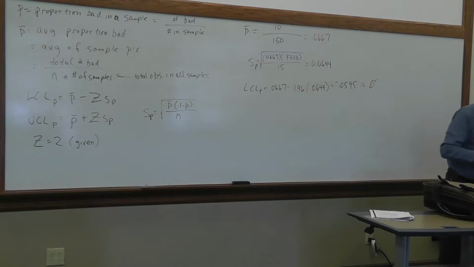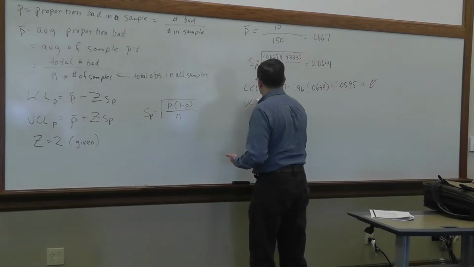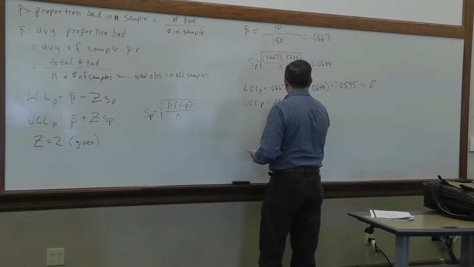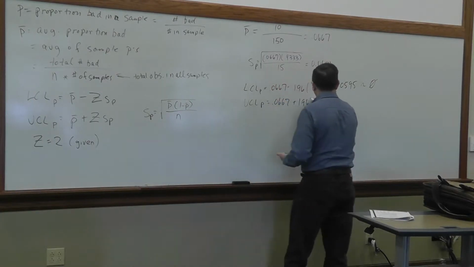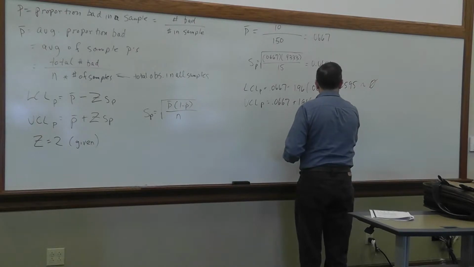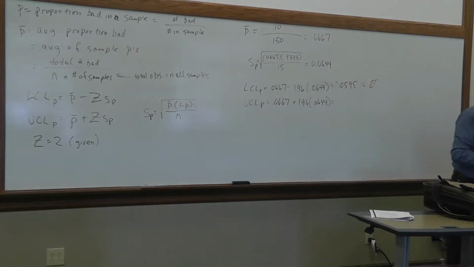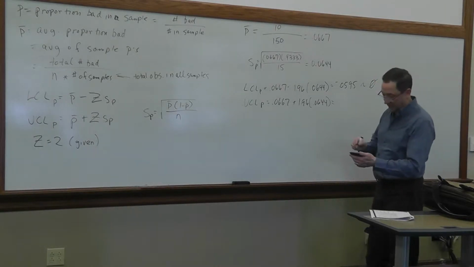My upper control limit would be the exact same thing with a plus sign. And that's wrong in my solution too, so I'll calculate it: plus 1.96 times 0.0644. We come up with something that is totally wrong. Let me try it again.